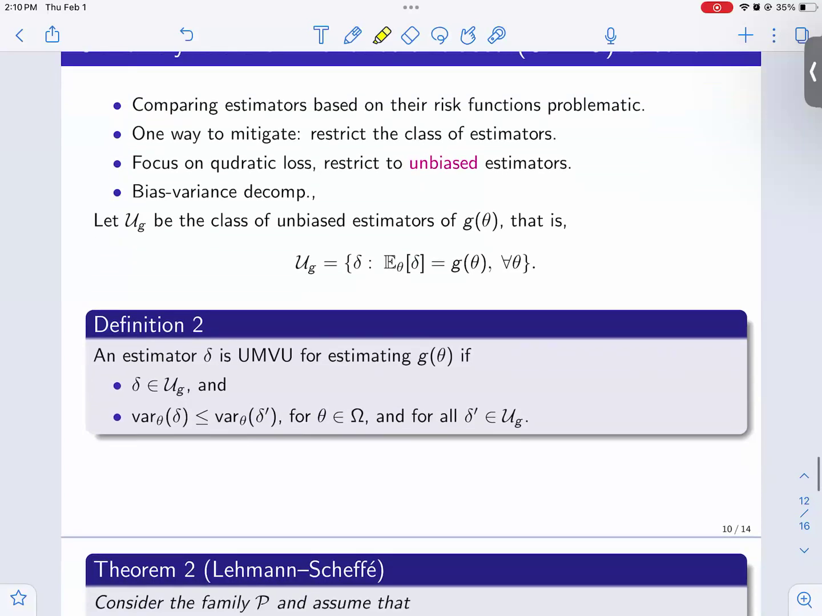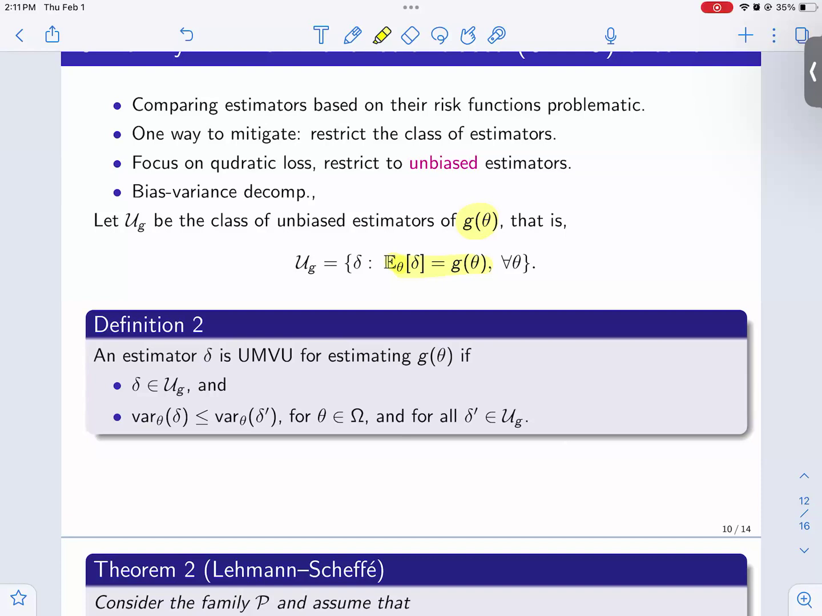So let's maybe formally define things. So let U_g be the class of unbiased estimators for g(theta). So this g(theta) is a little bit of generality. If you want to make things simple, just think of it as theta, but potentially you can estimate some other function of theta. And if you're interested in this particular function, g(theta), an estimator or decision rule is unbiased if this identity holds.